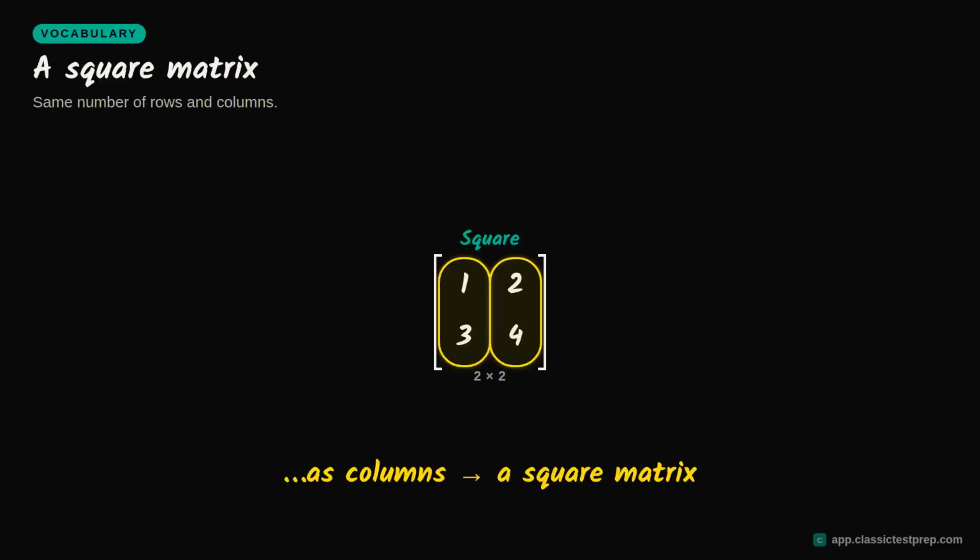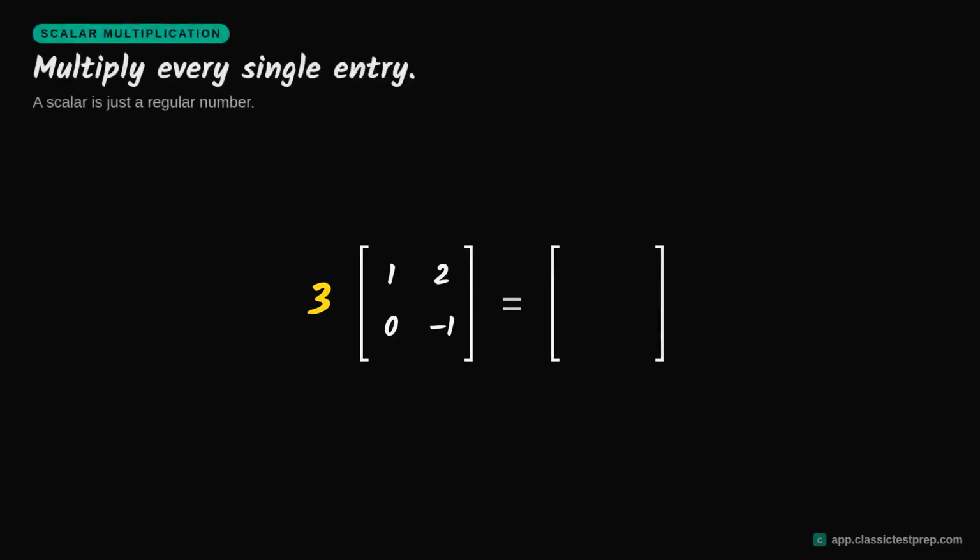Let's start with the operations that require zero thought when you see them. Scalar multiplication. A scalar is just a number, not a matrix. And then you multiply that number times a matrix. What happens here is you multiply every single entry in that matrix by that scalar number.